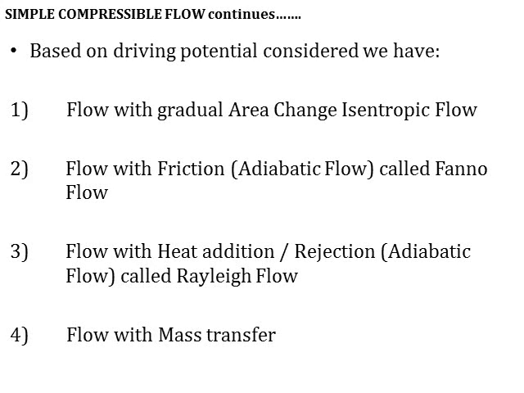If the variation is due to area change, then it is referred to as isentropic flow. If variation is due to friction, it is known as Fanno flow. If the variation is due to heat transfer, it is known as Rayleigh flow, and if there is variation due to mass transfer, it is referred to as compressible flow with mass transfer. In the following lecture series, we will take up each of these compressible flows and study the theories and terms associated with each of them.